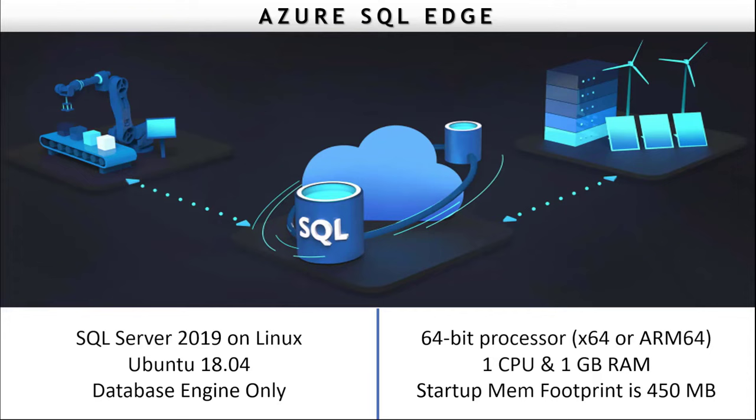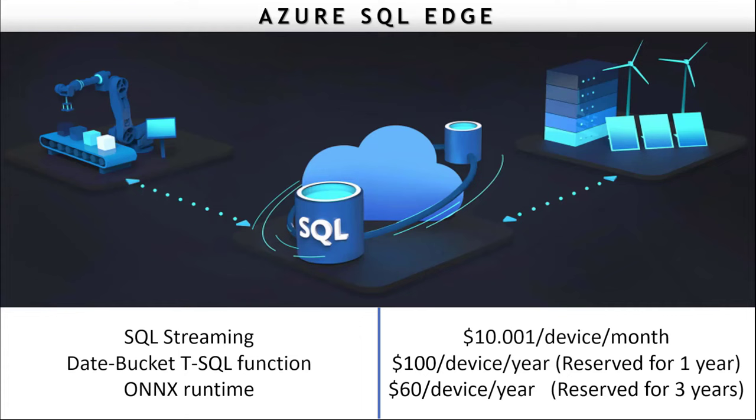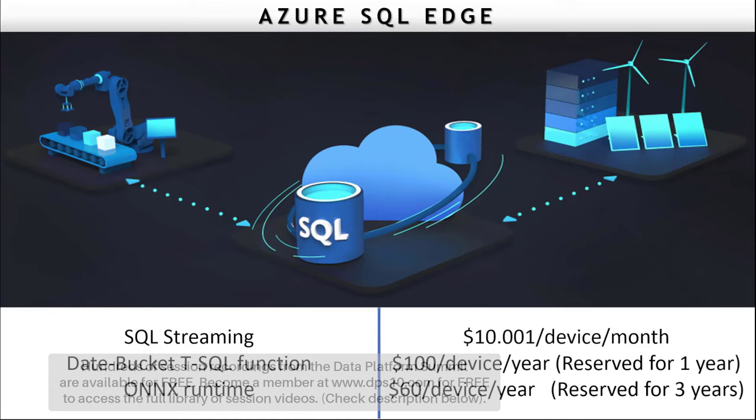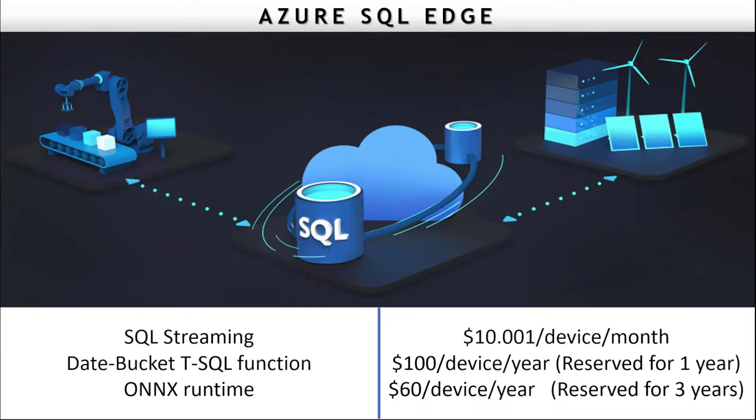As I said before, SQL Edge is coming without many features, but it's coming with three things that no other SQL Server version has. The first one is SQL streaming. SQL streaming is based on the same engine that I just talked about, Azure Stream Analytics. It provides real-time data streaming capabilities in Azure SQL Edge. The next one is the DATE_BUCKET T-SQL function, which is mostly for time series data analytics. And the last one is the ONNX runtime. ONNX stands for Open Neural Network Exchange, and you are able to add machine learning capabilities through the ONNX runtime in SQL Edge.